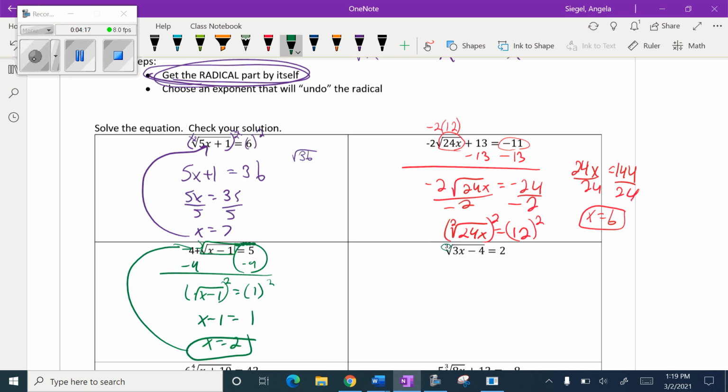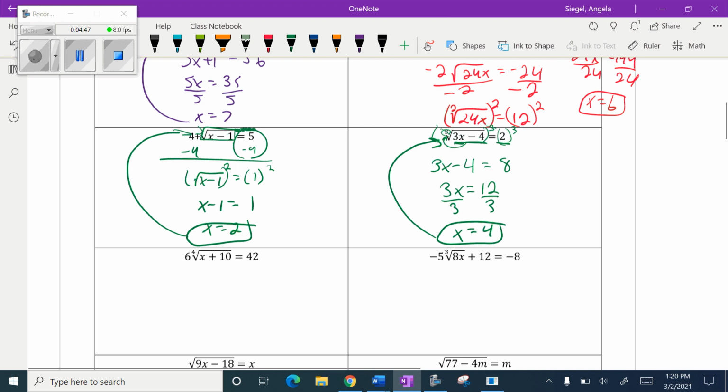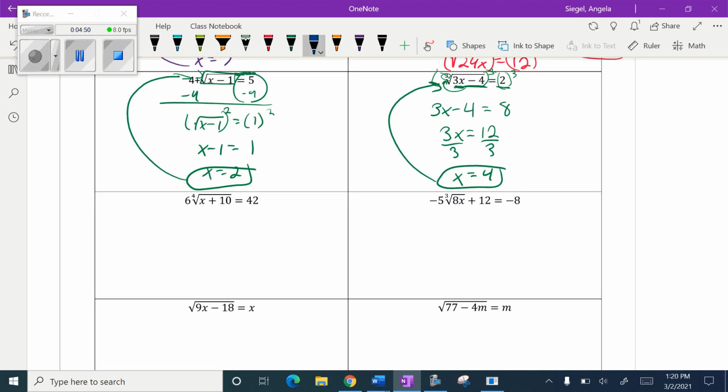Okay, notice this one. This is a different root. This is the cubed root, so I'm going to undo it by taking both sides to the third power. These cancel out, and I have 3x minus 4 equals 8. I'm going to add 4 to both sides, which is 12, and divide by 3. x equals 4. Let's check it again. 3 times 4 is 12, minus 4 is 8. The cubed root of 8 is 2. I like it.